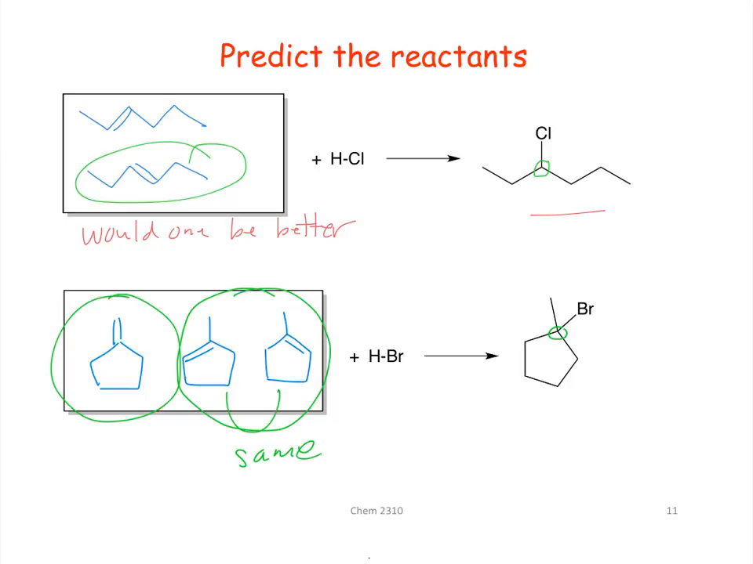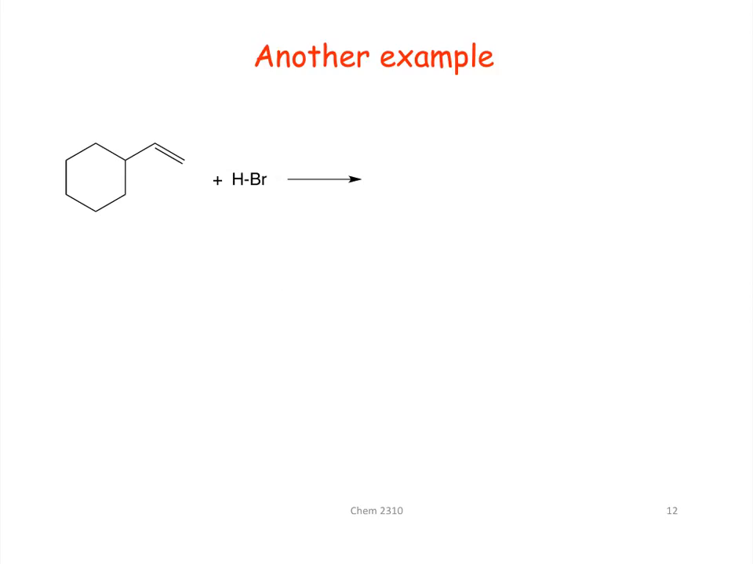All right, so both of these would give that product if they follow Markovnikov's rule. So the H would go to the less substituted side, bromine to the more substituted. Okay, so either of those would be just fine as alkene precursors, reactants. Okay, so let's do another one.